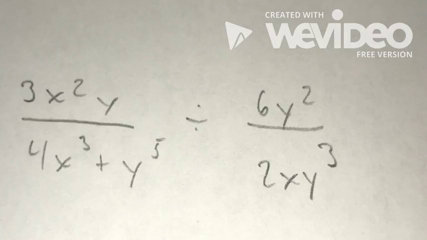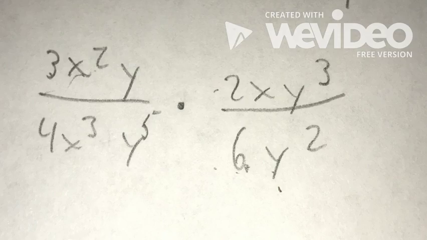So what I mean by this is your denominator will now become your numerator, and your numerator will now become your denominator. And also, when this is done, the division problem will now turn into a multiplication problem. So once you've done that, and you've rewritten everything, you should have 3x squared y over 4x to the third plus y^5 times 2x y to the third over 6y squared.